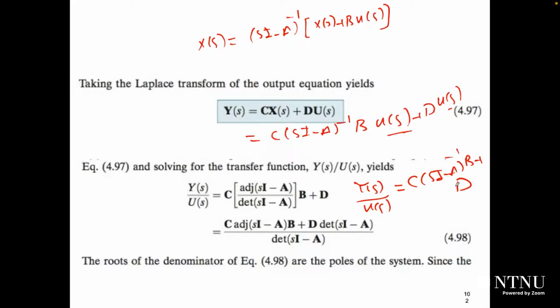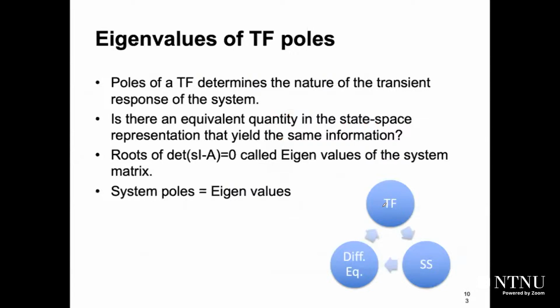When you substitute (sI minus A) inverse, it will be the adjoint divided by the determinant of (sI minus A). The roots of that part give us the roots of my system, because the determinant of (sI minus A) gives us the characteristic polynomial, or the characteristic equation, of your system.